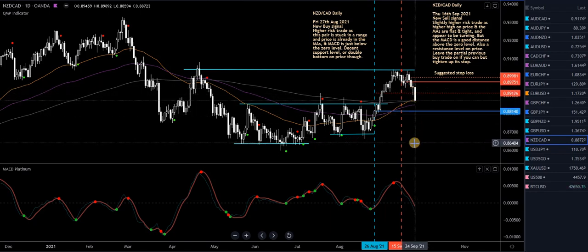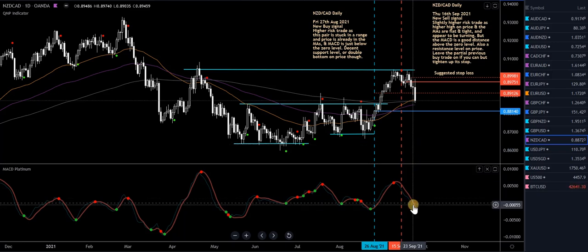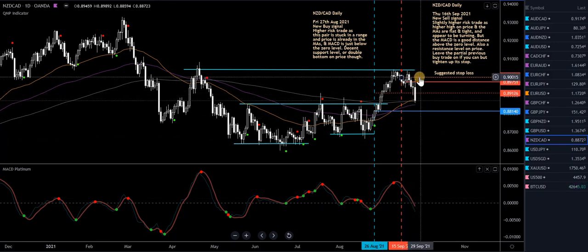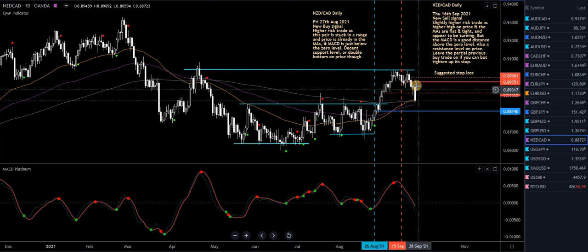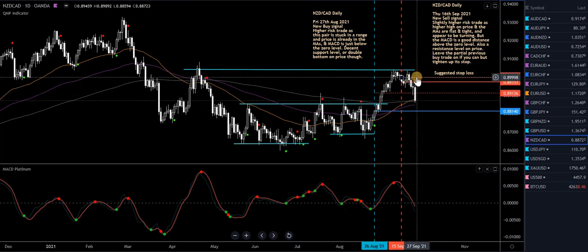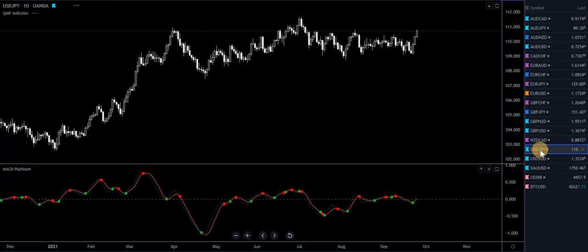So on Monday, what you'd be doing with this, with MACD Platinum through the zero, close half, bring the stop down to this level here. The buy is no longer in play, so we're in a sell, or we're taking some profit off the table, and we are looking for more. So it's good. New Zealand CAD all going well.